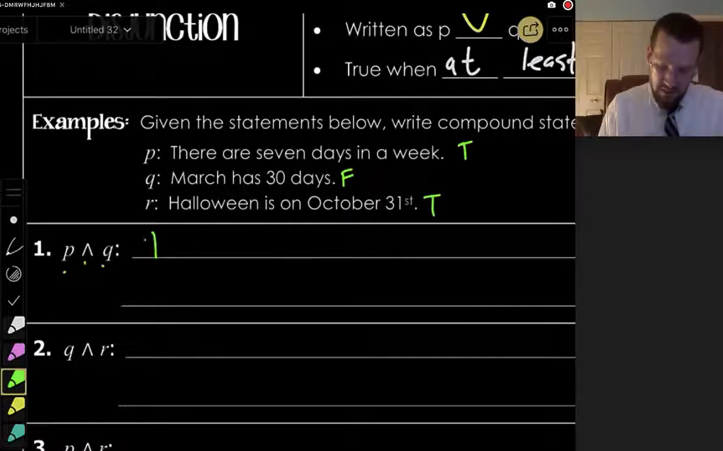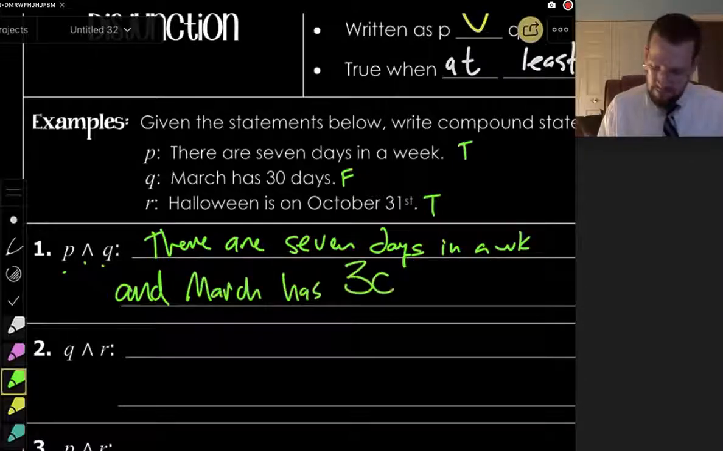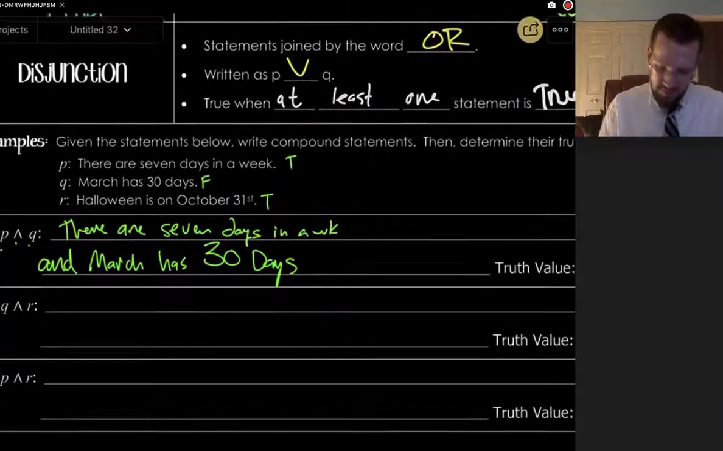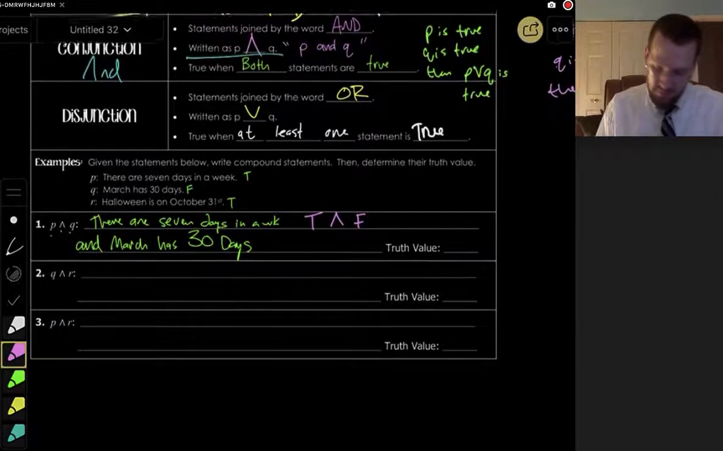So this is P and Q. P and Q would be: there are 7 days in a week and March has 30 days. Is that statement true? Over here, I'm just going to write what this looks like. This would be true and false. Is that statement true? There are 7 days a week and March has 30 days? Nope, that's not true. The truth value is false. Both of those things aren't true.